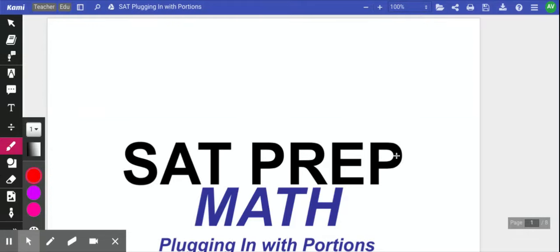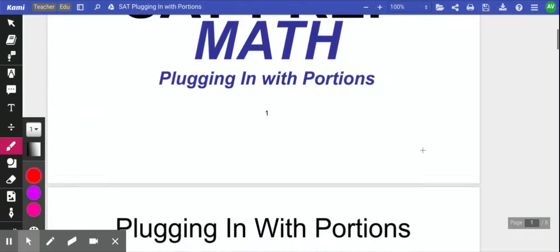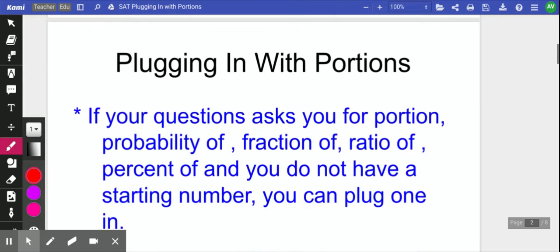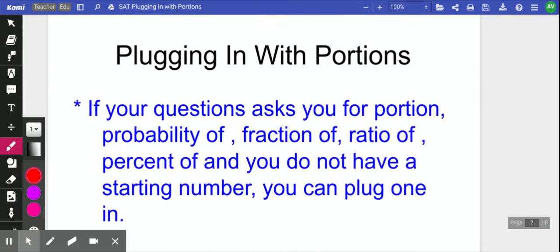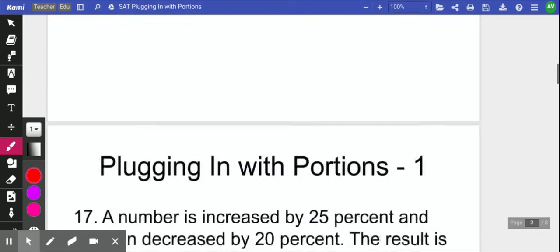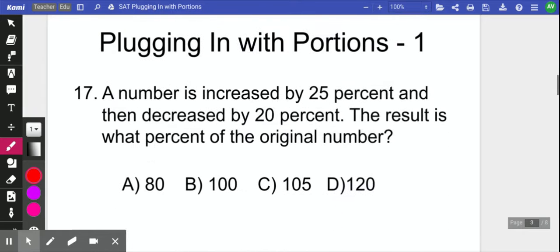Hey guys, so now we're going to try plugging in with portions. So what do I mean by a portion? A portion is when it asks you for a probability of, a fraction of, a ratio of, percent of. That's a really popular one on the SAT. If you don't have a starting number, you can plug one in. So let's do this one together.